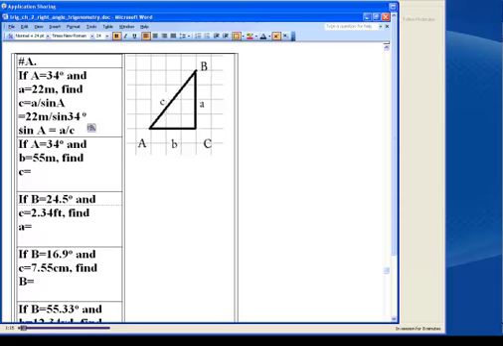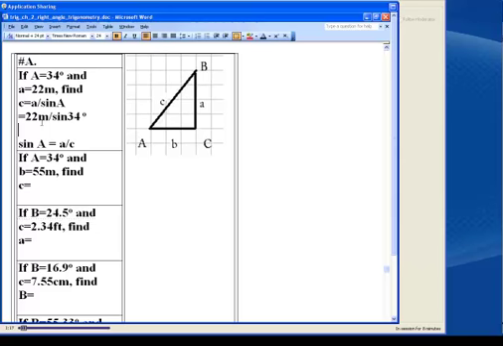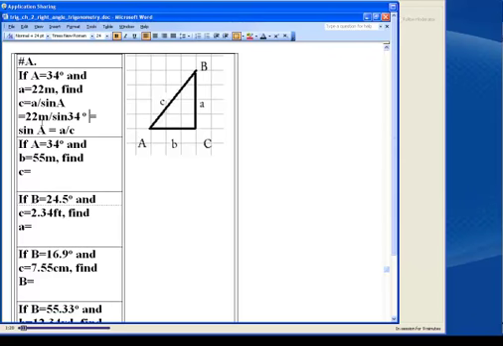I'll be solving this soon on the graphing calculator. But for now, I'll leave it like this and do all of them together. I'm just going to write it down here on the side so I won't forget what I'm supposed to do.